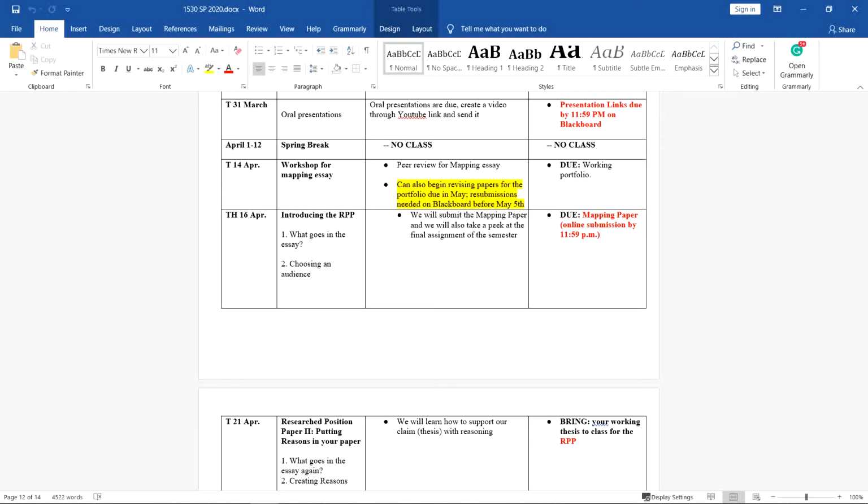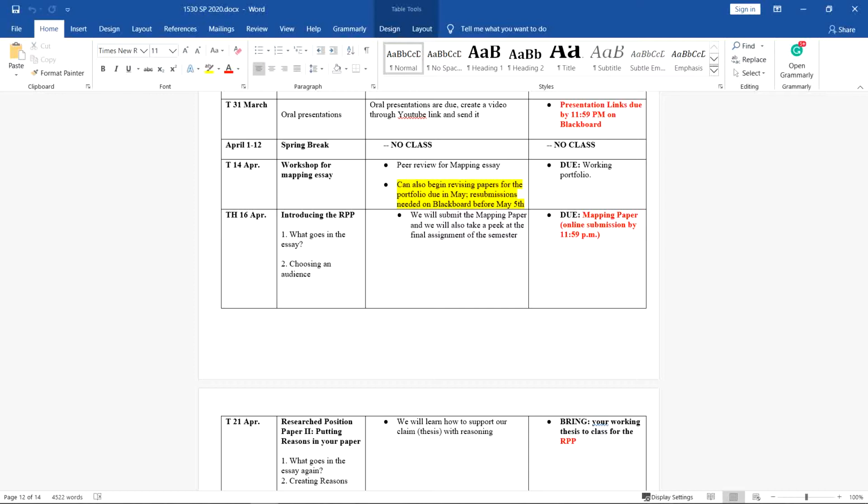Hello there all. So today I am going to be going over material for Thursday, April 16th. And today we are going to just begin talking about the research positions paper. And we'll be taking a sneak peek at the final assignment of the semester, which is kind of amazing how quickly time has flown by.